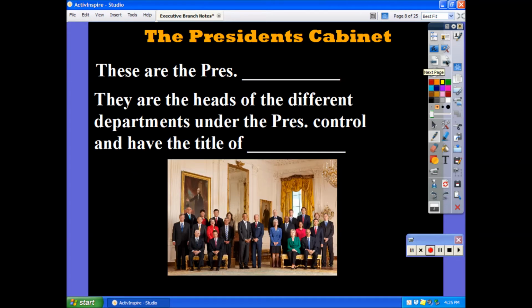So who is this presidential cabinet? Well, they are the president's advisors, as I said. They are the heads of the departments that are under the president's control. And typically they have the title of secretary. Now, it's not a secretary like you and I understand secretary. A secretary in this sense is a person who is the head of an executive department.